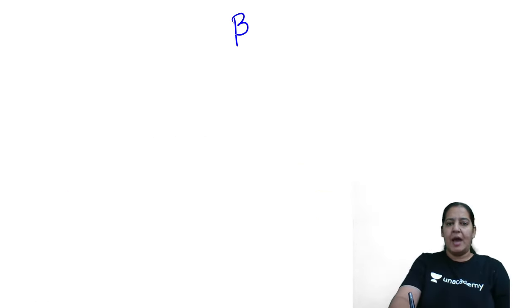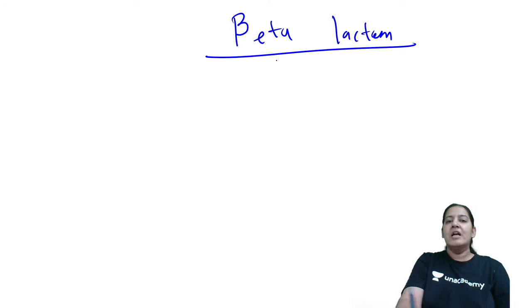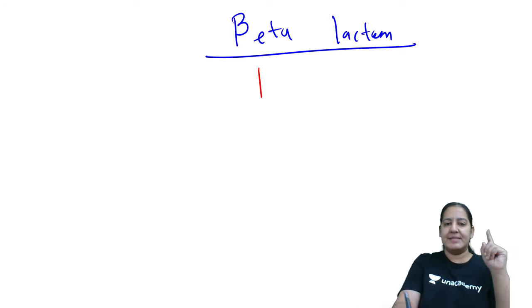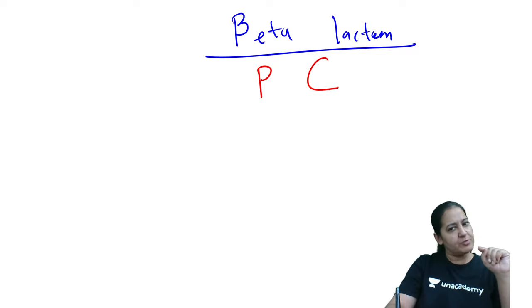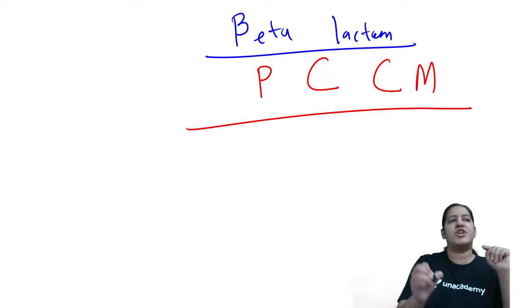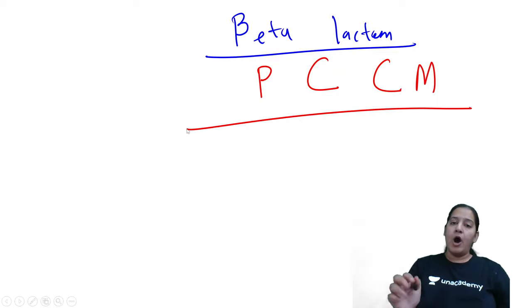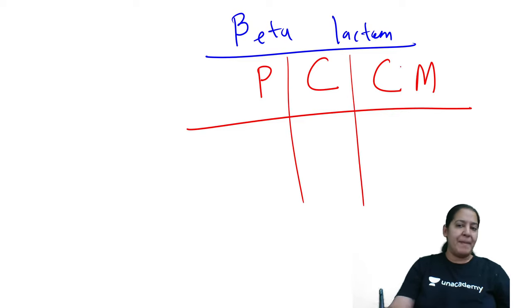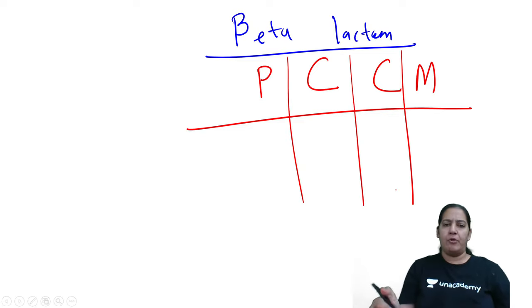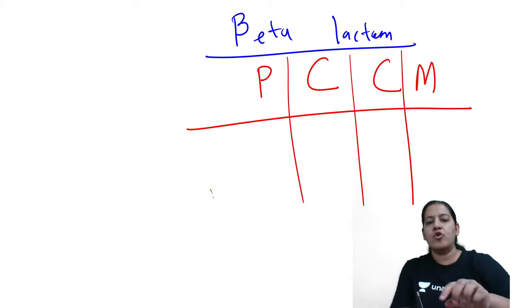Now, if you got the mechanism of action, what am I teaching you in this session? In this session, I am teaching you beta-lactam antibiotics, which are four in number. That is penicillin, the first chapter, cephalosporin, the second chapter, carbapenem and monobactam. These four chapters I am going to teach you in a row right now. Right?